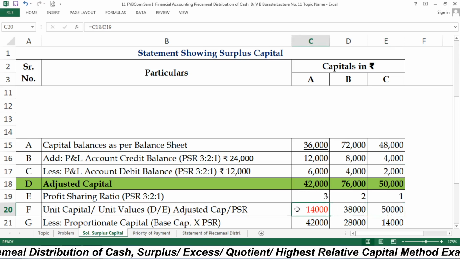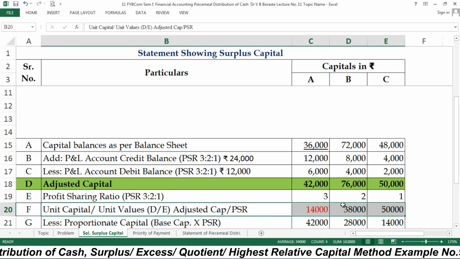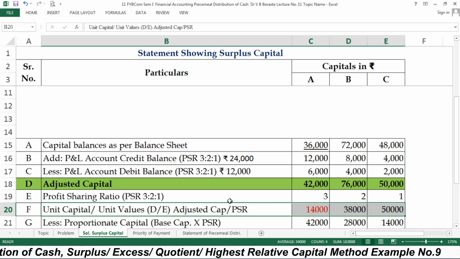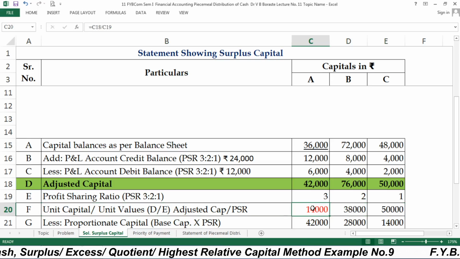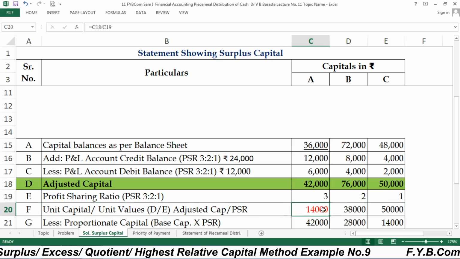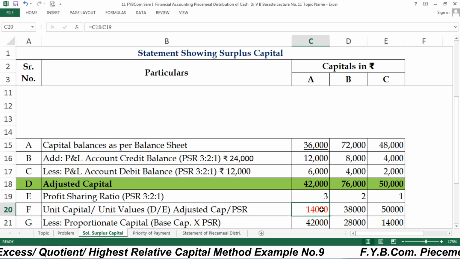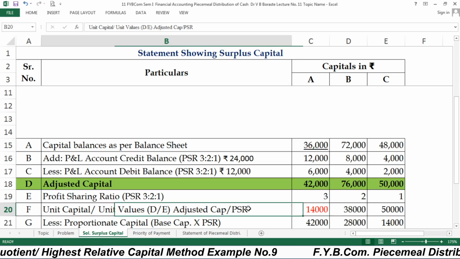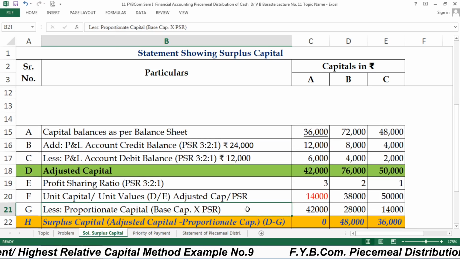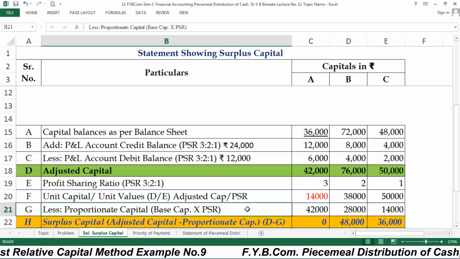After that we have to consider the least amount of unit capital or unit value. So here 14,000, 38,000 and 50,000. 14,000 is the least amount. So it should be the base capital. Here you can consider it as base capital for calculating the proportionate capital. So in the next line, just write down proportionate capital. Proportionate capital equation is base capital into profit sharing ratio.